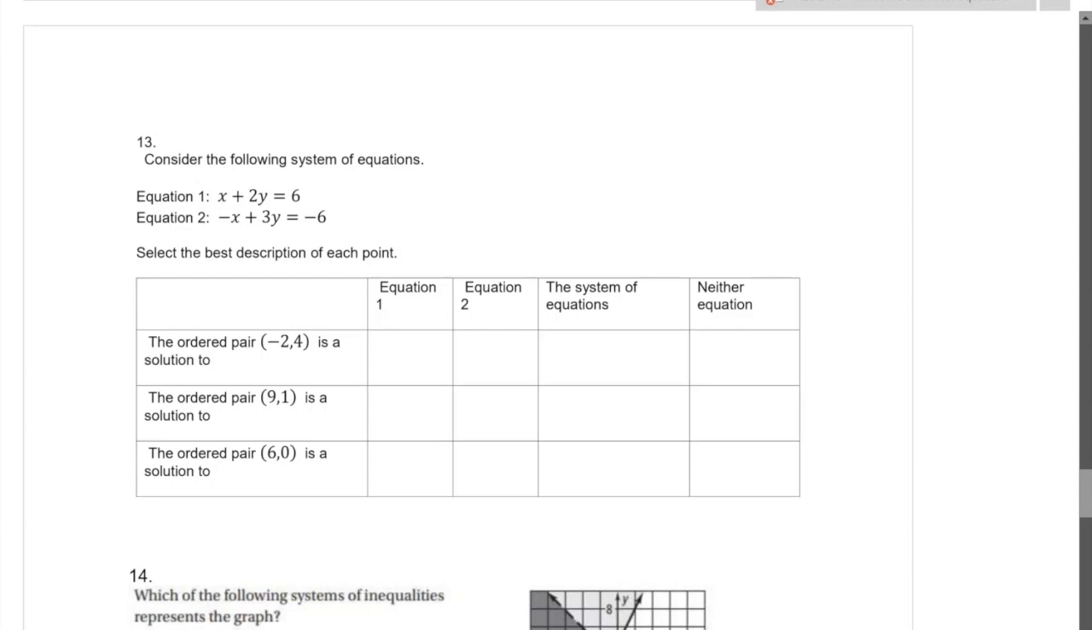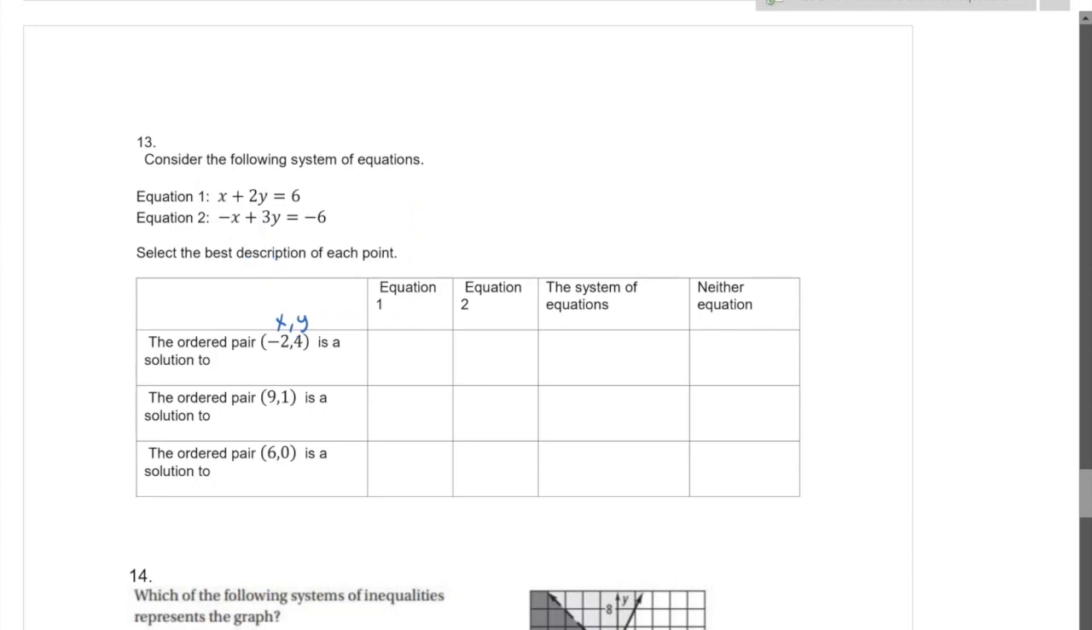Alright, there's a very easy way to do this. All we are going to do is plug in these ordered pairs and see if it gives us the answer of 6 or negative 6. Alright, so let's do the first one. Negative 2 for x, remember, because x is our first, y is our second. So all I'm going to do is plug in these for x's and these for y's. And if it gives me the answer of 6, it is a solution.